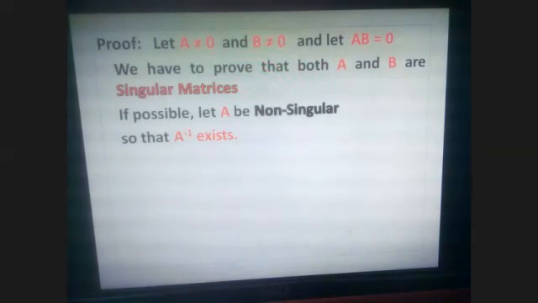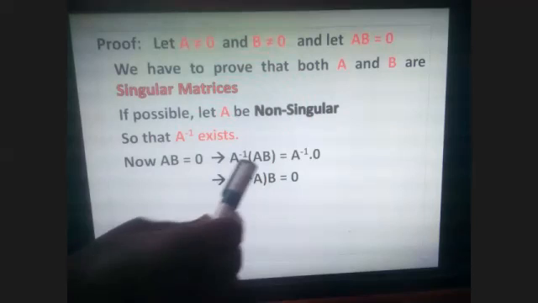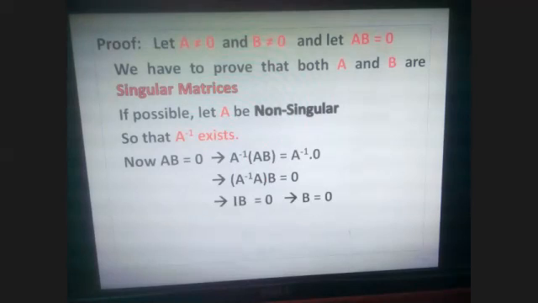Well, when A is non-singular, we know A inverse exists. A is non-singular means determinant of A is non-zero, so that A inverse exists. Now, when AB equal to 0, I multiply both sides with A inverse, so that A inverse into AB is A inverse into 0. That is A inverse into A into B. Associative law. A inverse AB is A inverse A into B, and A inverse 0 is 0. Or IB equal to 0, that implies B equal to 0.